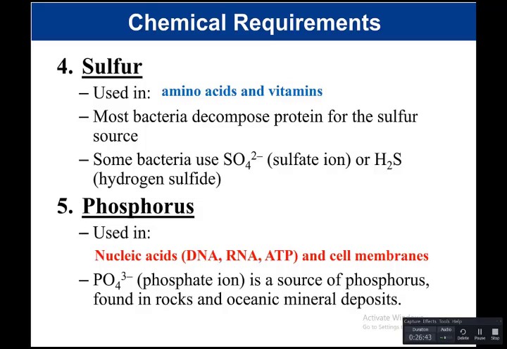A major source of phosphorus for organisms would be phosphate ions, so PO4 3-. That's a source of phosphorus for organisms. And that phosphate ion can be found in rocks as well as oceanic mineral deposits. And so that is a major, what we call abiotic reservoir, meaning it's a main place where phosphorus is stored outside of living things. It's found in rocks and oceanic mineral deposits.